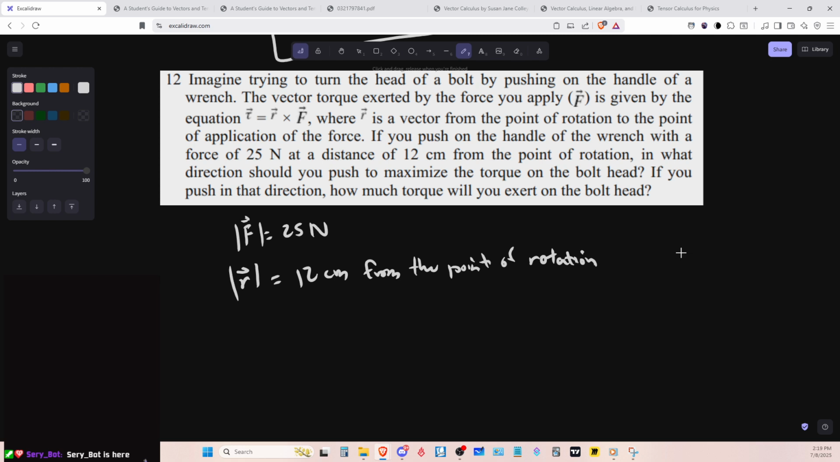So what we can imagine is that, let's imagine this is the bolt head. I don't know what it's on. Let's imagine it's some sort of block of wood or a tool or something. So the distance from the point of rotation is 12 centimeters. So let's just pretend you have some sort of wrench or something, and it's not to scale, but let's just pretend it's 12 centimeters, something like that.